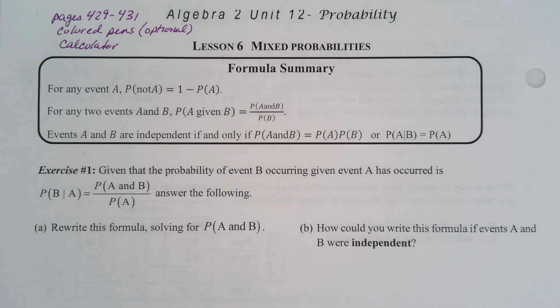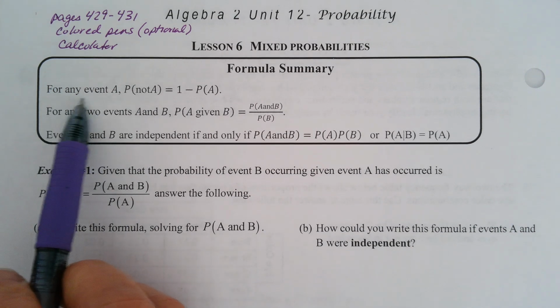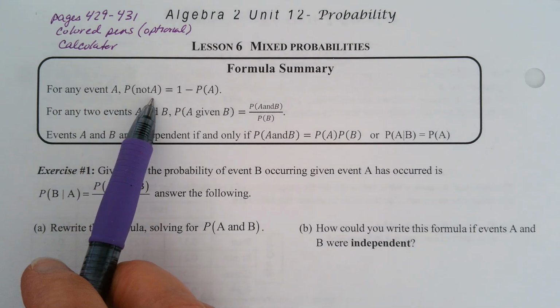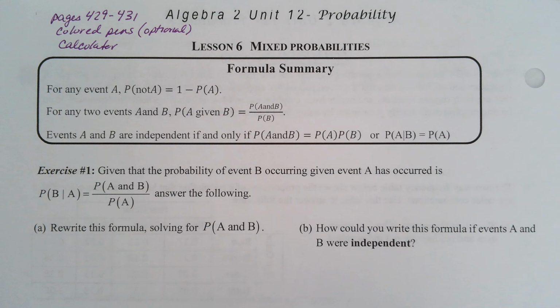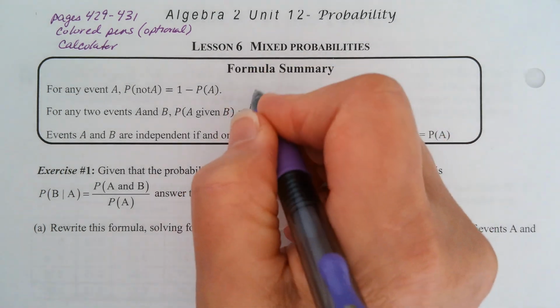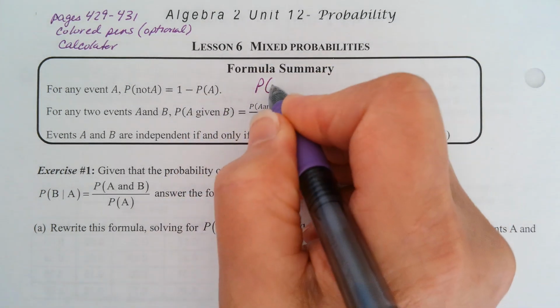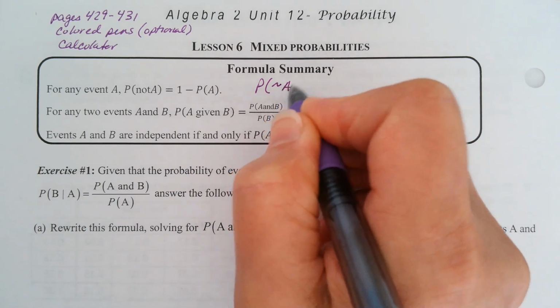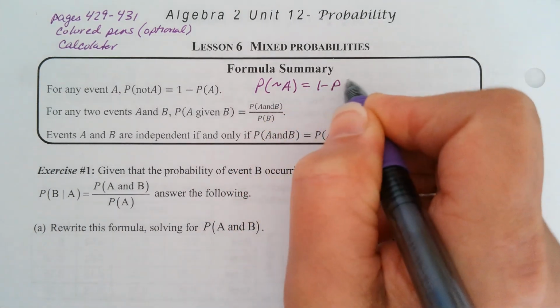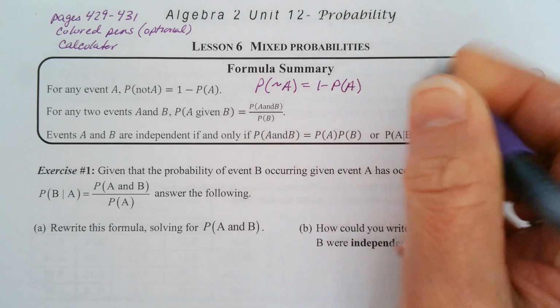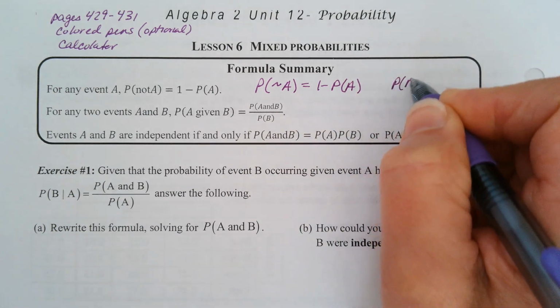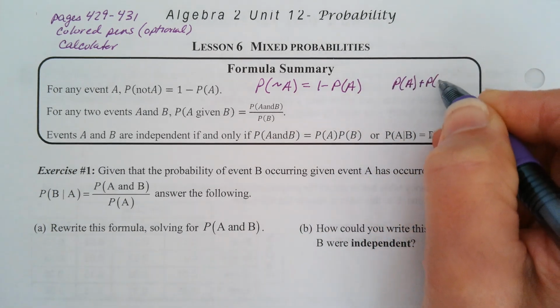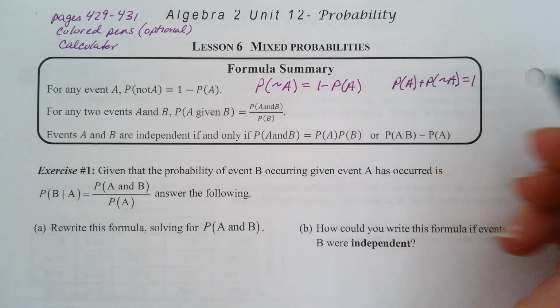So in summary, this is just practice with all our different formulas we've learned in this unit. For any event A, the probability of not A equals 1 minus the probability of A. Remember, the symbol for not is the tilde. Also keep in mind that the probability of A plus the probability of not A equals 1.